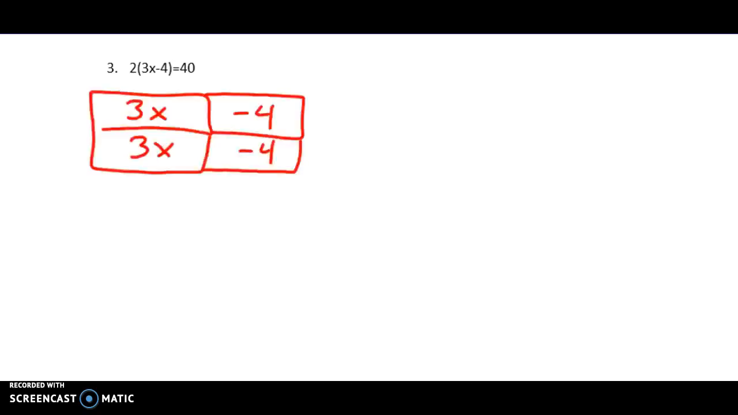So if I was going to write this as a tape diagram, it would look a little bit like this. Instead of having 3x minus 4, I have 2 of them. And notice how I stack them one on top of the other. That really lets me know that I have 2 groups of the identical things. All 4 of these boxes together are going to be equal to 40.